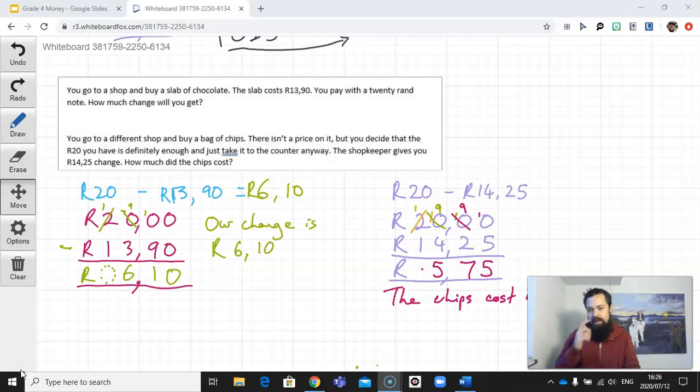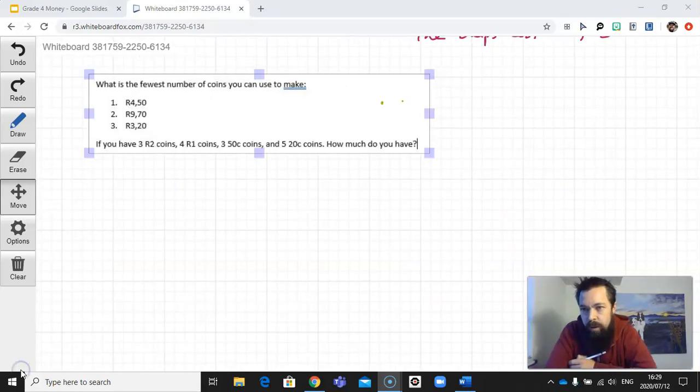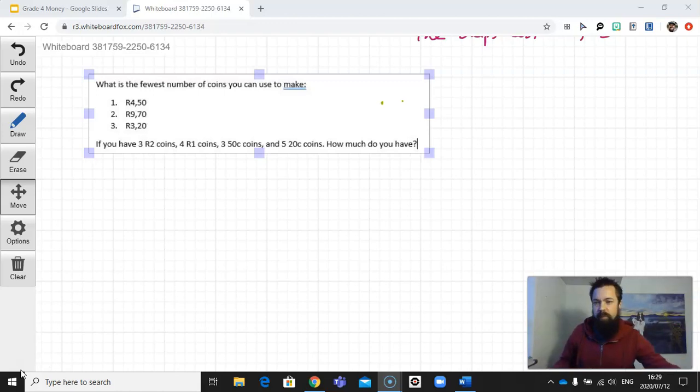Right, I think we have time for a couple more. All right, what is the fewest number of coins you can use to make these amounts? So take a moment, think about those, see if you can get it. I'll have some tea, see if you can figure out the first three. So what's the fewest number of coins, the least coins you can use to make up those amounts?